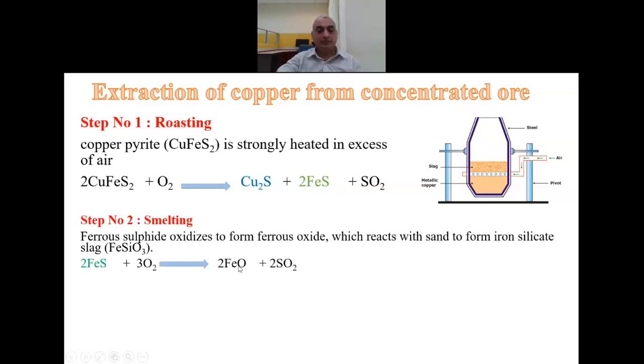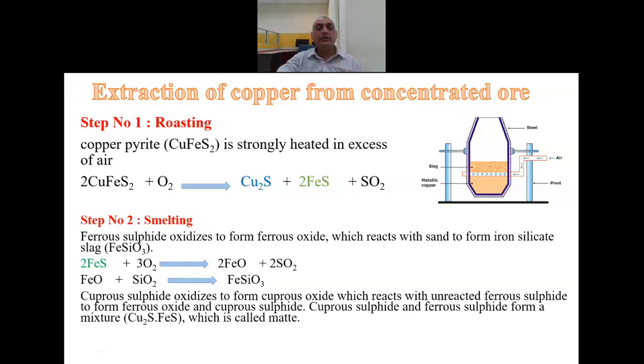Here you can see at first ferrous sulfide combines with oxygen to form ferrous oxide. And in the next stage, it combines with the silica particles to form iron silicate. So we have removed this ferrous sulfide in the form of this iron silicate, in the form of slag.